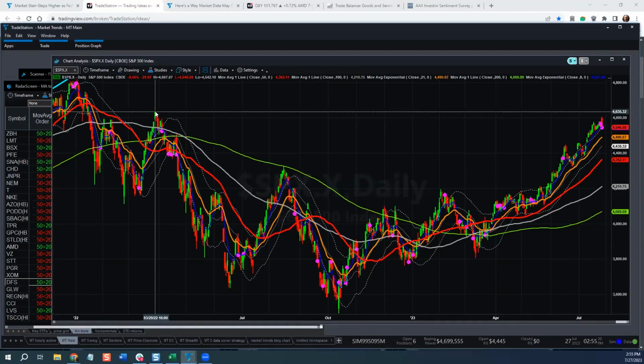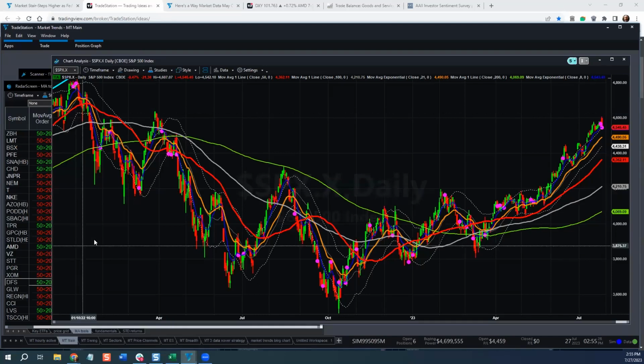We have payrolls and CPI coming soon, and we could very well have a hot payrolls and a cool CPI. And I don't have any idea what the market's going to make of that.